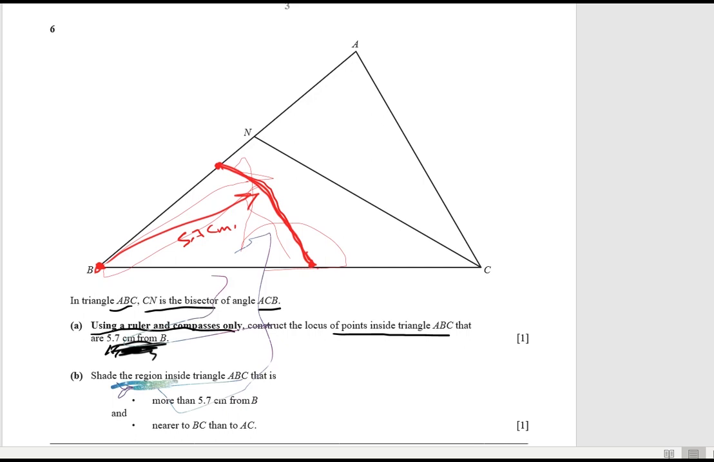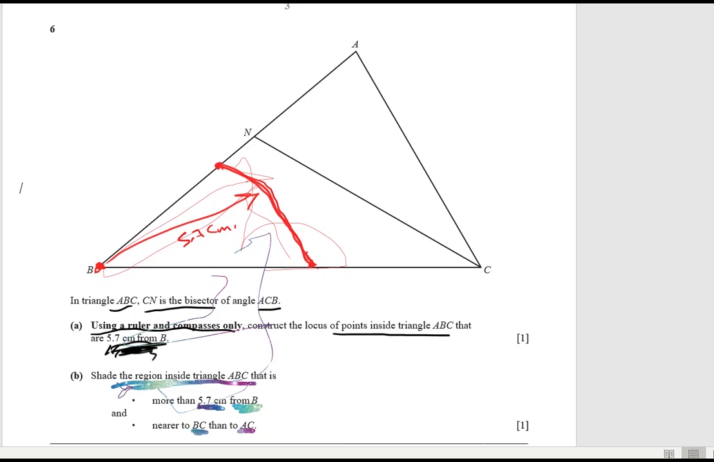Now, read the second part of the question. Shade the region inside the triangle ABC that is more than 5.7 from B, and nearer to BC than AC. Where is BC? This is our BC. Where are the points that are more than 5.7? All the points in this region are more than 5.7 centimeters.